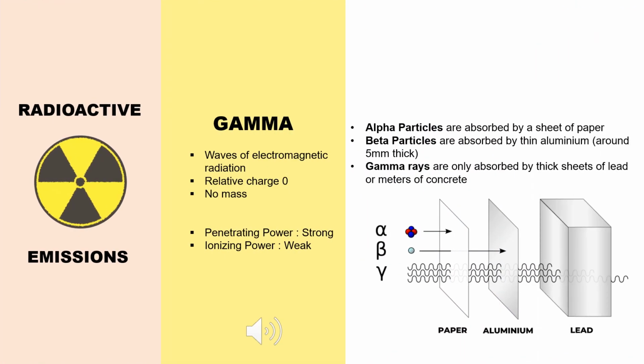Gamma rays are part of the electromagnetic spectrum and they are also called waves of electromagnetic radiation. They have relative charge 0 and again virtually no mass. Gamma rays have penetrating power which is very strong, but they have very weak ionizing power. This is because gamma rays have no mass and no charge, so they can pass through atoms very easily rather than collide with them.